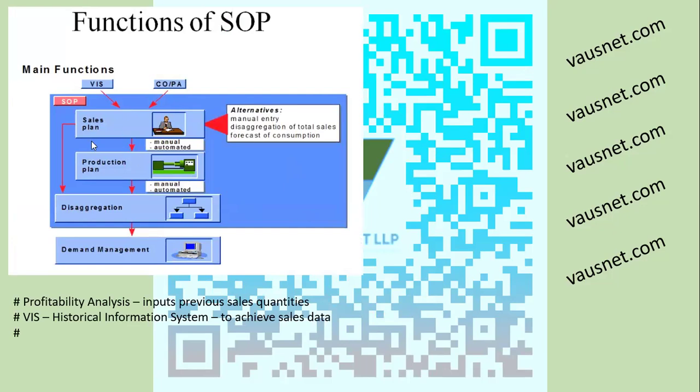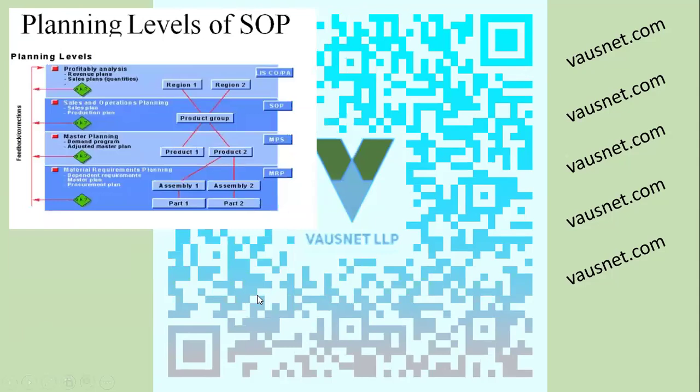Then the sales plan is created, which can be manual or automated, that gets upgraded to production plan. And then it is broken down into disaggregation. We'll see what is disaggregation, and then comes demand management. Okay. Next is planning levels.